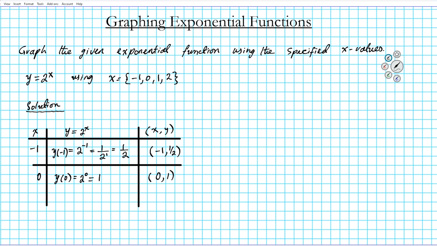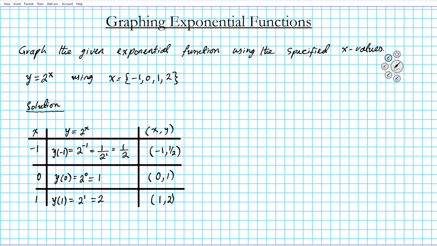Now let's move on to the next value. The next value that we're going to be working with is +1. Let's plug in +1 into the function. So we're going to compute y of 1. That will simply be 2 raised to the first power. 2 raised to the first power is simply 2. So we're going to be graphing the ordered pair 1, 2.